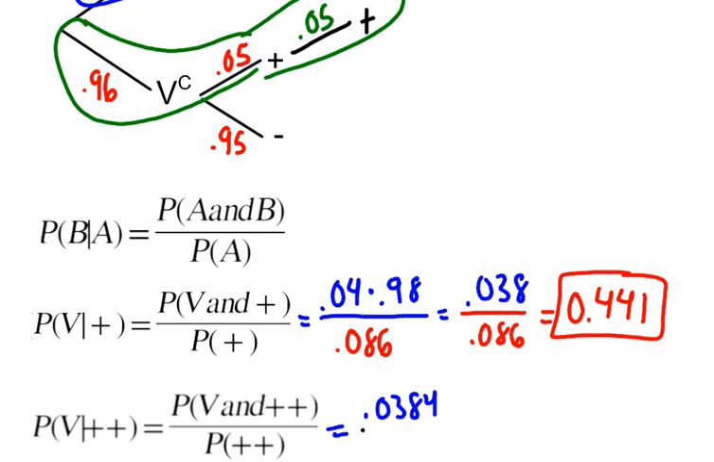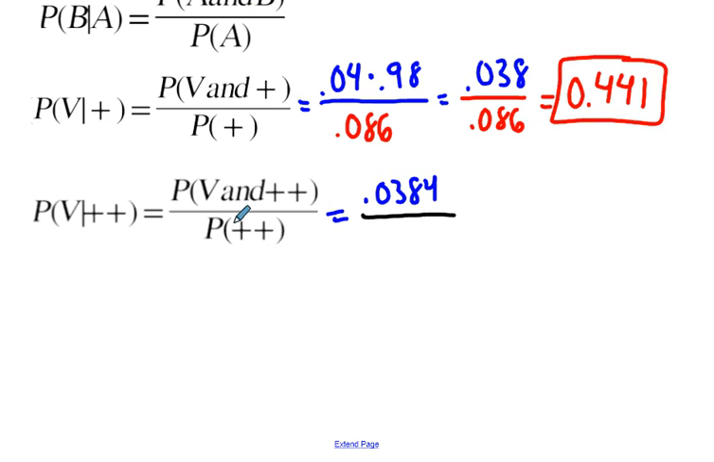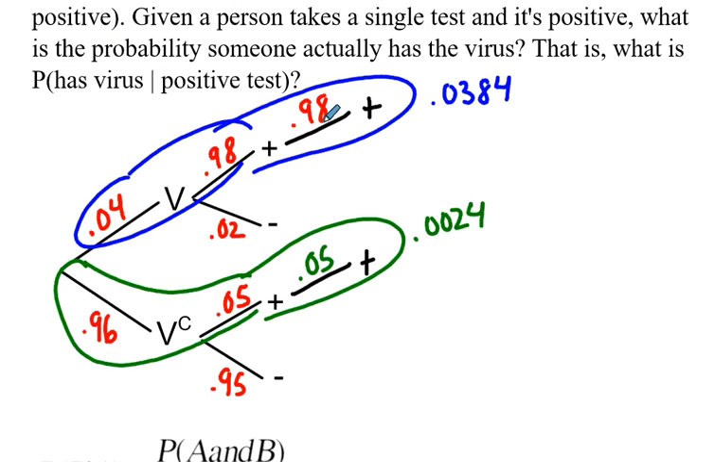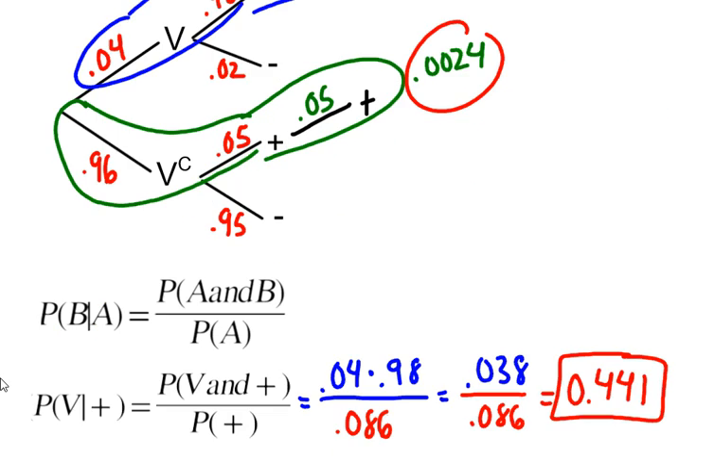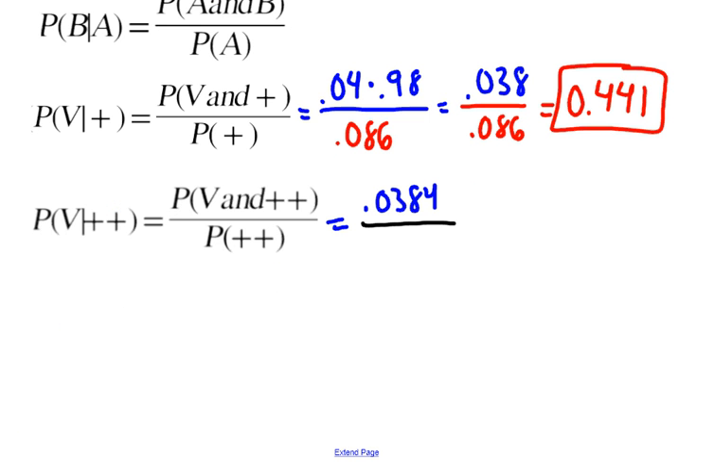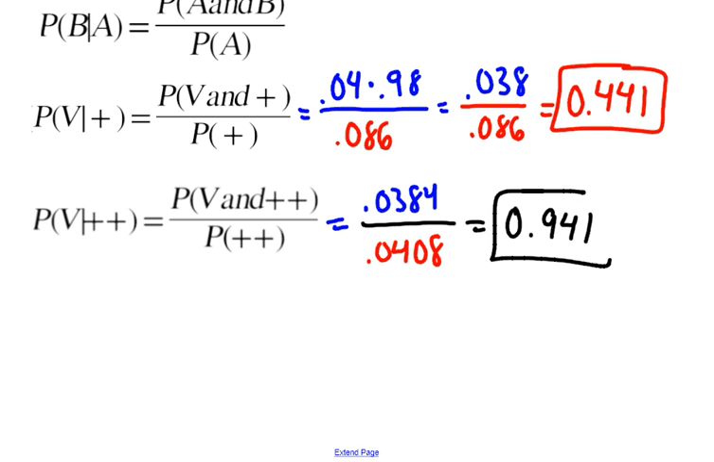Now I need to divide it by the multiple ways I could have had back-to-back positives, and that would be the blue branch plus the green branch. So I need to add those 2 numbers. 0.0384 plus 0.0024. When I add those together, I get a total of 0.0408. And if I divide those, 0.0384 divided by 0.0408, I'm up to a 94.1% chance I actually have it, which means you probably have it then.